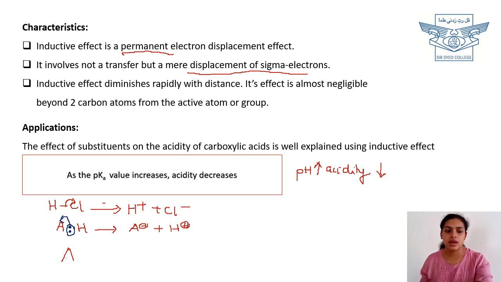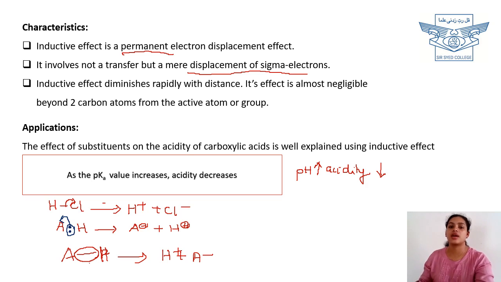So I'm repeating this: the faster the AH bond breaks into H plus and A minus, the better acid AH will be. So as the bond between A and H gets weaker, hydrogen can be released easily. So this AH will be a very good acid. So acidity depends upon the bond strength between A and H.